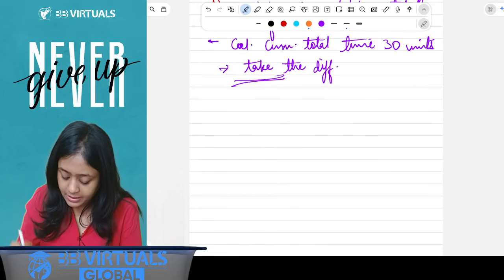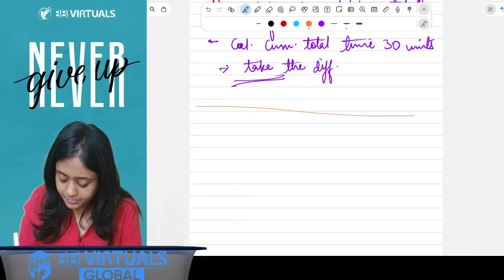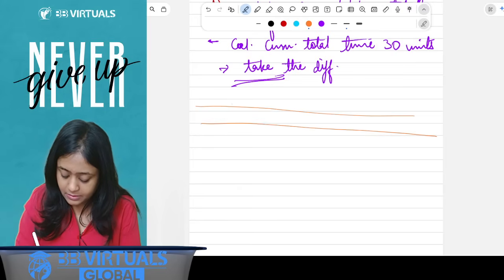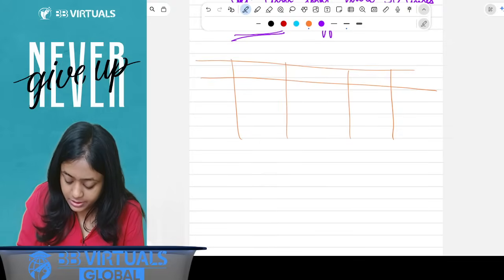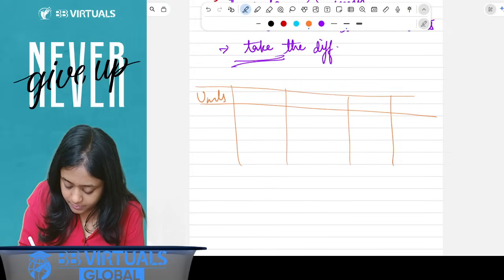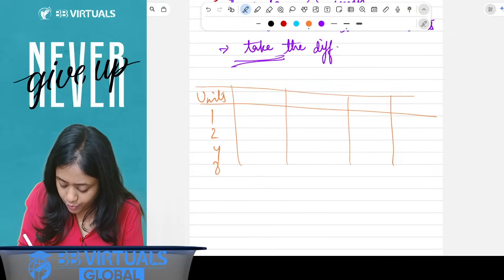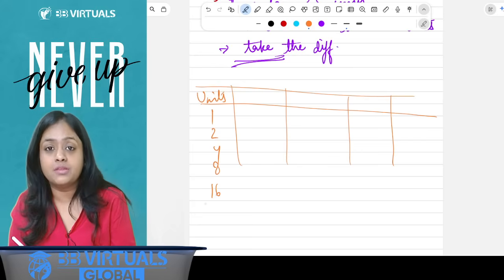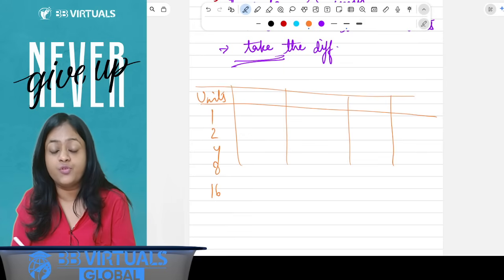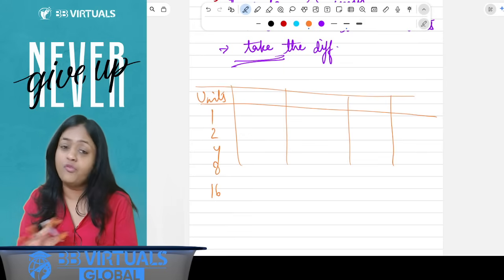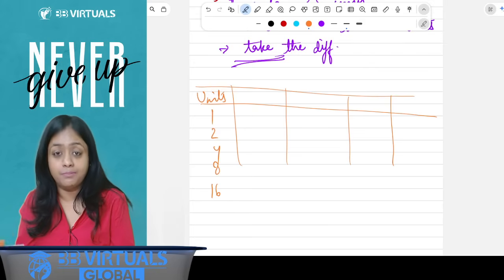So we prepare a table like this. Here I will write units. Let's say it is 1, 2, 4, 8, 16. Remember, in the tabular approach, we will always have doubling units. 1 double is 2, 2 double is 4, like this. And it will not be followed for any other units apart from doubling units.